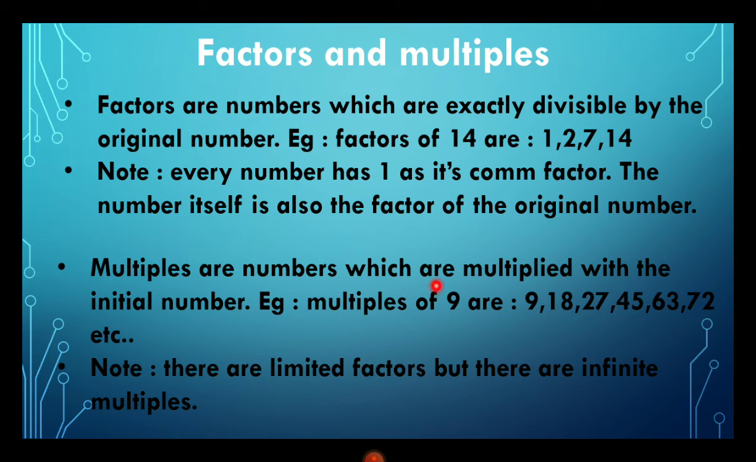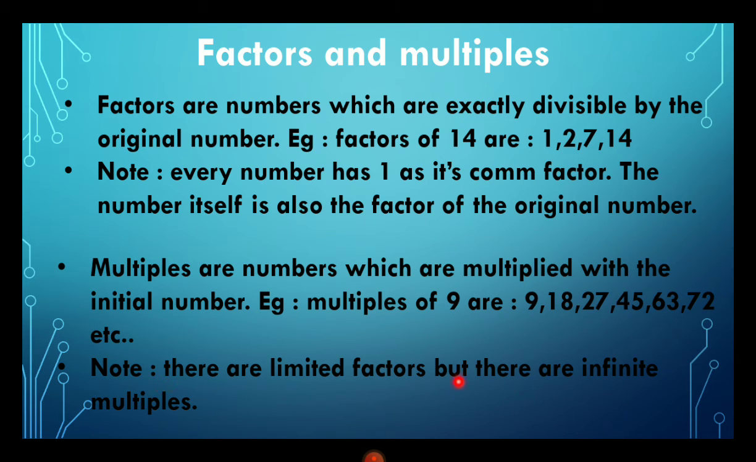Multiples are numbers which are obtained by multiplying the initial number. Example, multiples of 9 are 9, 18, 27, 45, 63, 72, etc. So 9 1s are 9, 9 2s are 18, 9 3s are 27, 9 5s are 45, 9 7s are 63, 9 8s are 72, etc. Okay. So these all are divisible by 9.